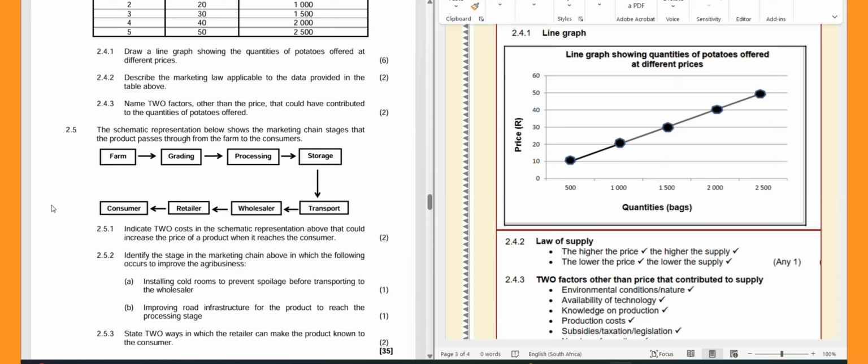Point 2, political instability, right? Political instability. Point 3, government subsidies or taxation, right?